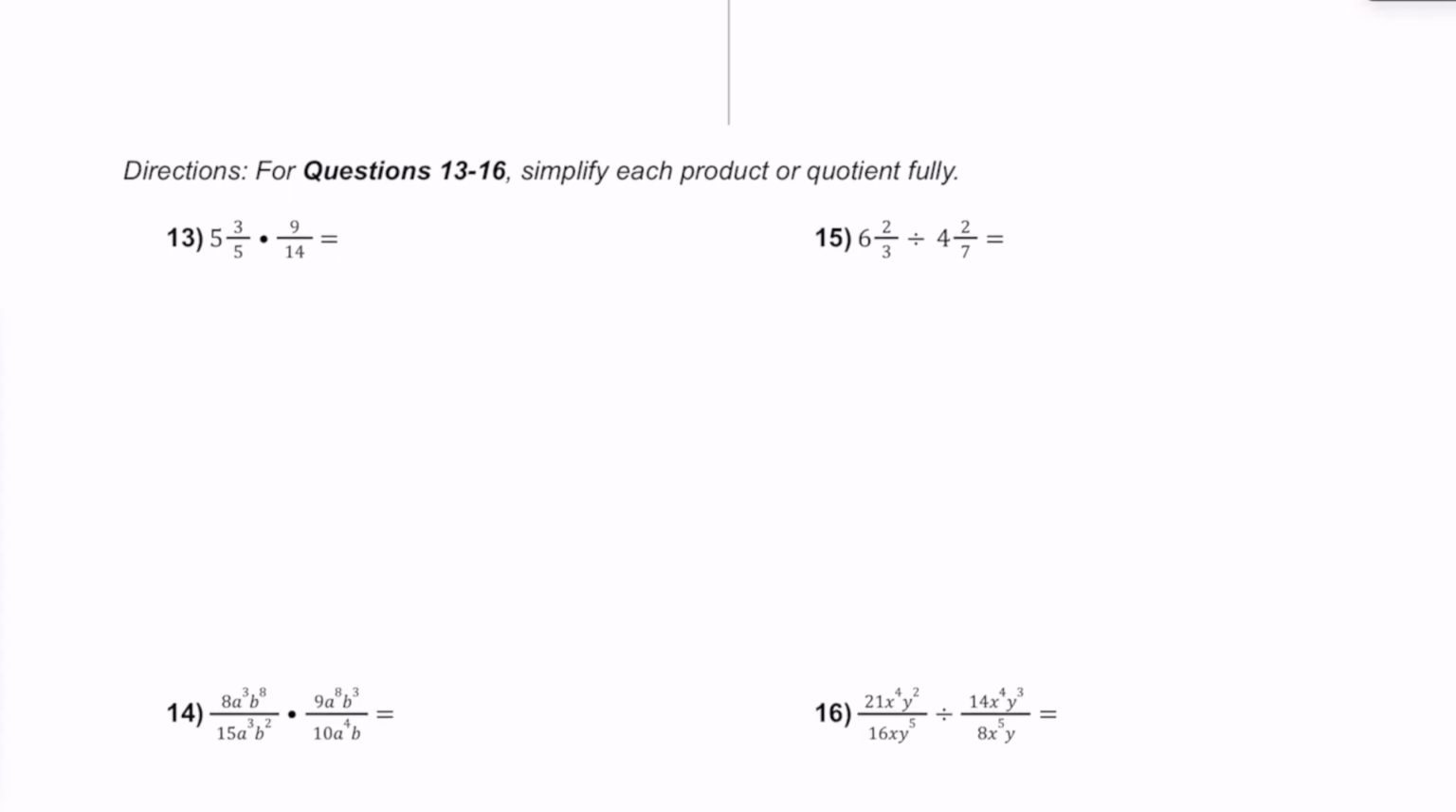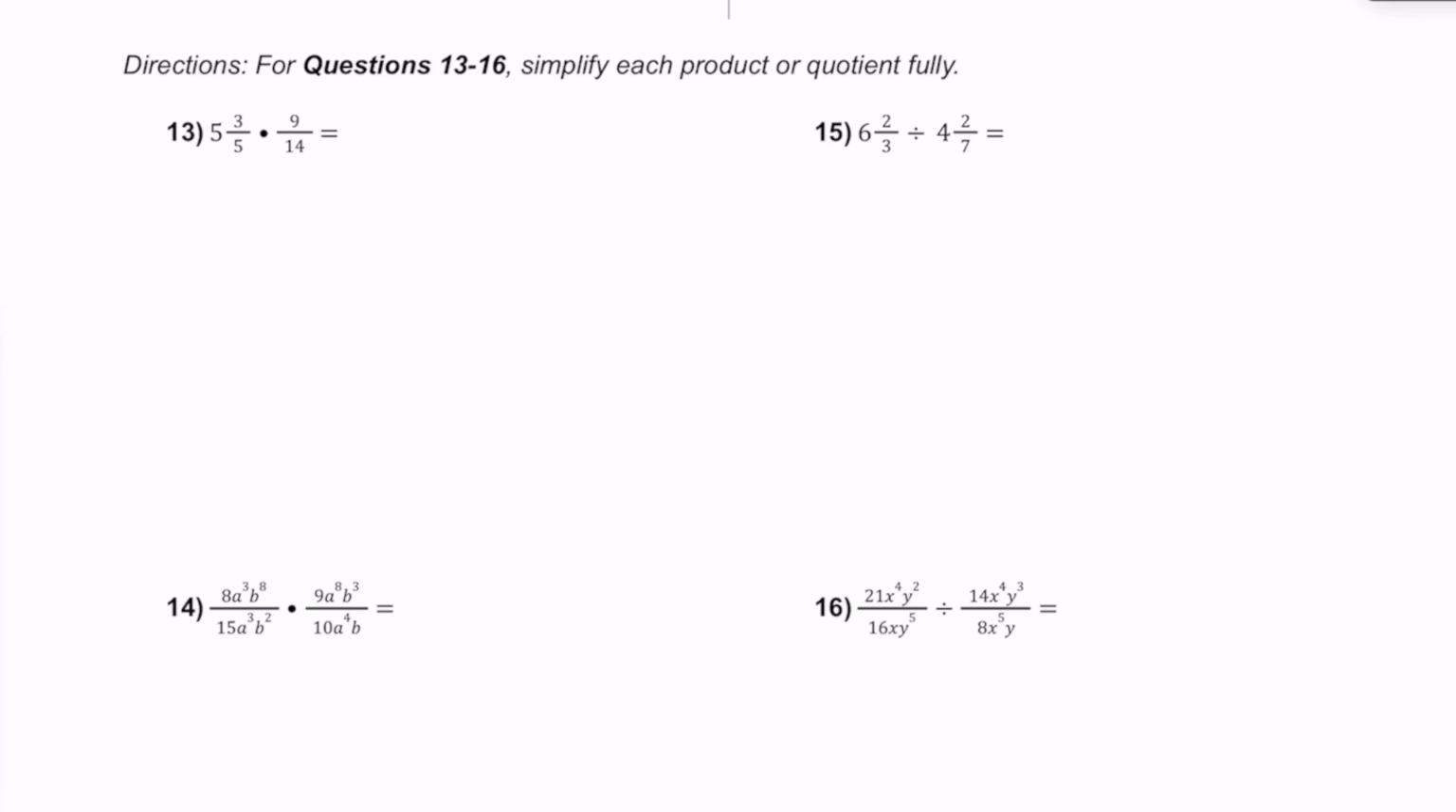Let's check out number 13 through 16, where we're going to be multiplying and dividing or finding the product or quotient. For number 13 here, let's go ahead and see. We're multiplying these two rational expressions, but we're going to need to make sure we rewrite them using just improper fractions first. So this 5 and 3/5, that's the same thing as 28 fifths. So we have 28 over 5 multiplied by this 9 over 14. Now, if you take a look at this, you can notice that 28 and 14 can both divide by 14. That's a greatest common factor. So you divide by 14, you get 1 and you get 2.